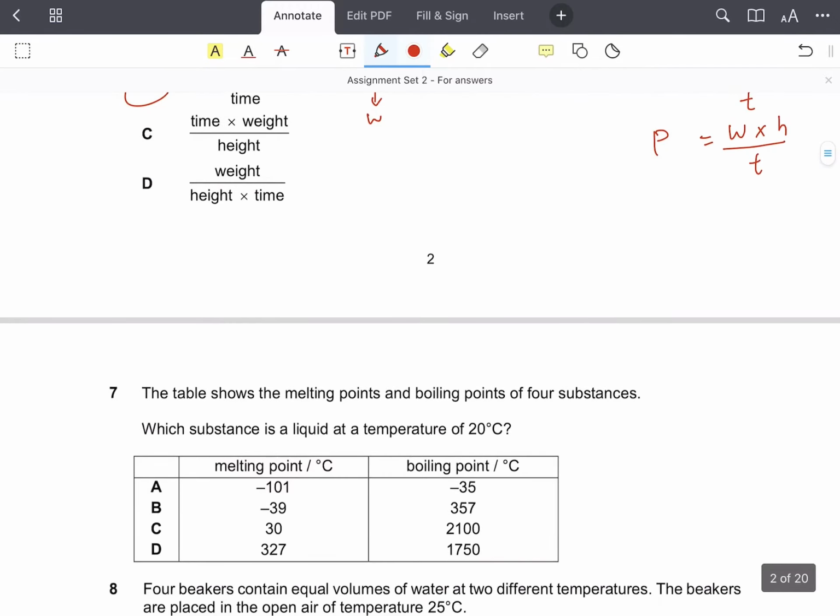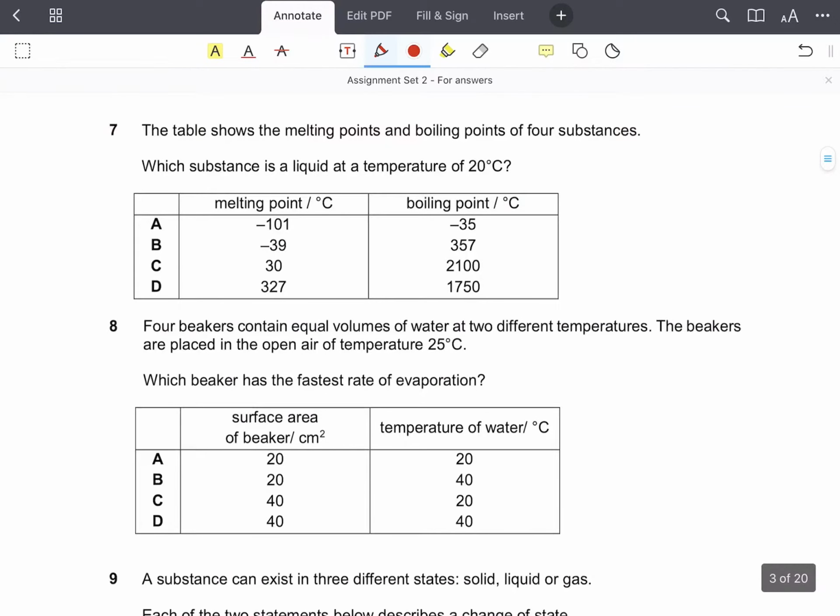Okay. Question number 7, they tell you melting point, boiling point. So what do melting point and boiling point mean? It means that any value below melting point, let's say it's a kind of a number line, you have solid, which is below melting point. In between melting and boiling is liquid. Above boiling point is all your gas. So now the thing is, they're asking you which substance is liquid at 20 degrees Celsius.